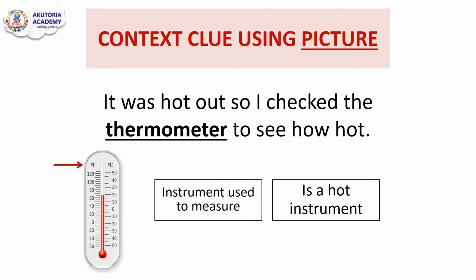So what do you think the answer will be? Of course, a thermometer is an instrument used to measure. It is not a hot instrument. It is rather an instrument used to measure. Now, we were able to use the picture to figure out the meaning of thermometer, and we didn't have to use a dictionary. So let's see another way we could figure out the meaning of a word without using the dictionary.